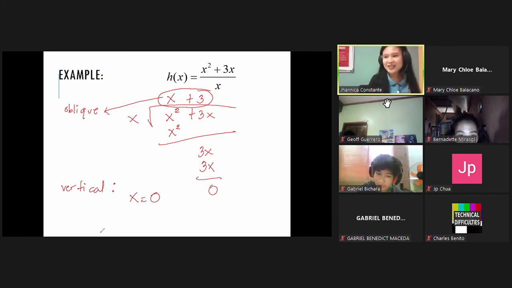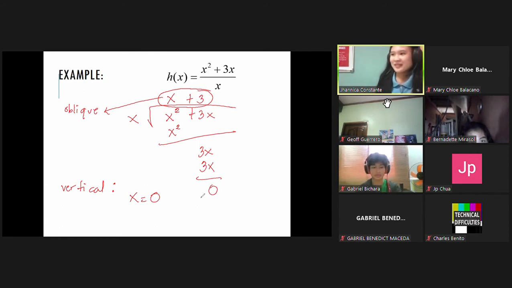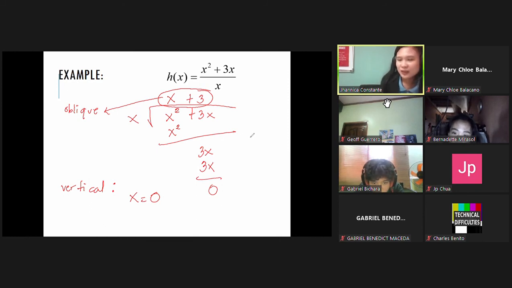Any question about this example that we have? For h of x is equal to x squared plus 3x over x, if you don't want to use the long division to find the oblique asymptote, you may use synthetic division. If you still remember synthetic, you're going to get the coefficients of all the terms in your polynomial.